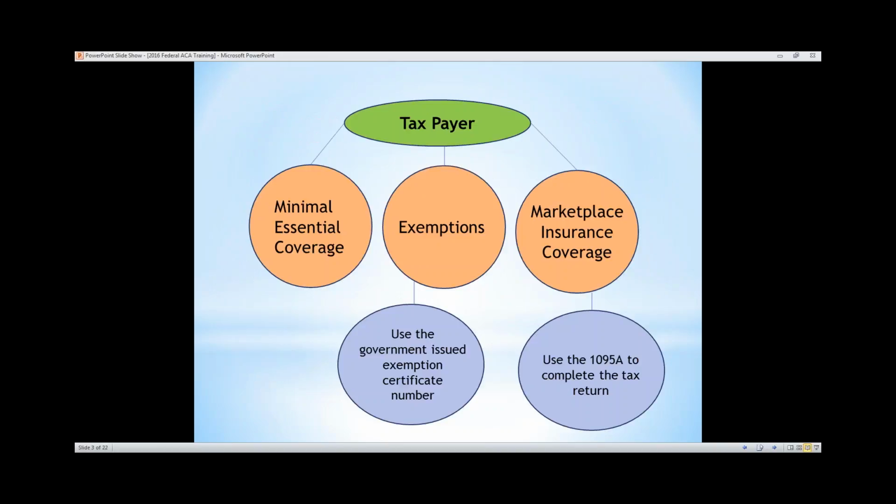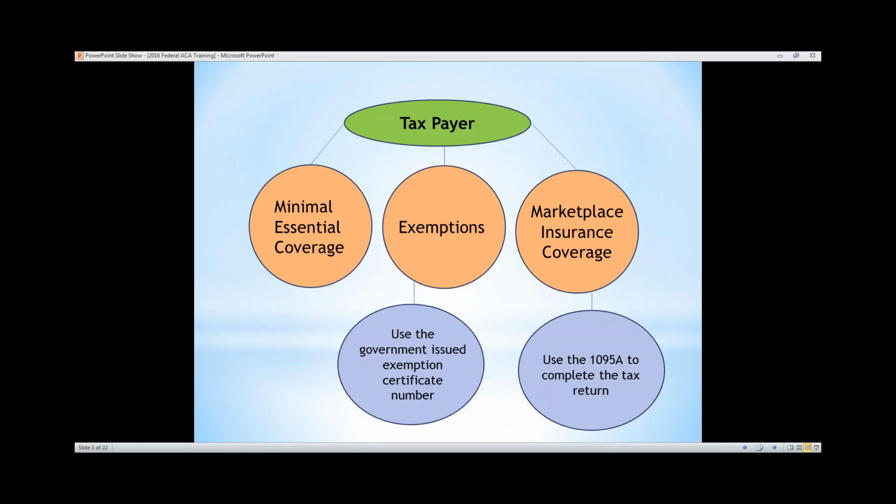This is a little chart. This is how I like to break everything down. For people who are first learning about the Affordable Care Act, it can be kind of intimidating, so I like to really break it down. There are three different situations a person can be in. They can have minimal essential coverage, they can have an exemption, or they can have bought insurance through the marketplace. Sometimes people have a mix of these three things, but at any one point, people are only going to fall into one of these three situations.